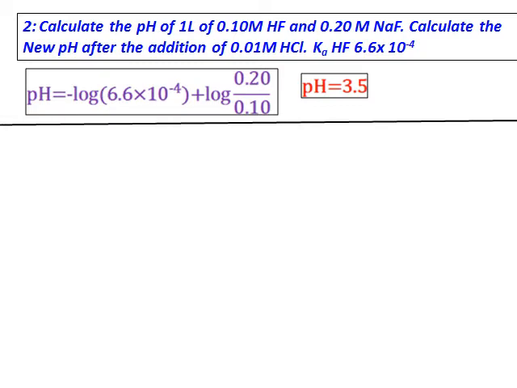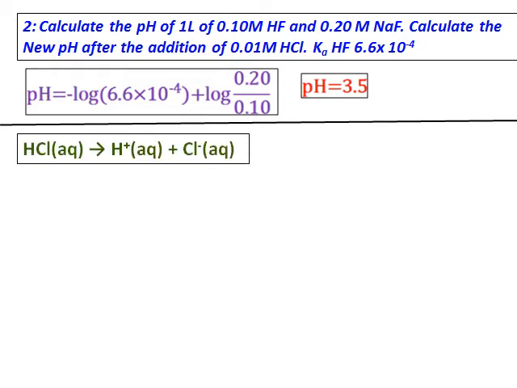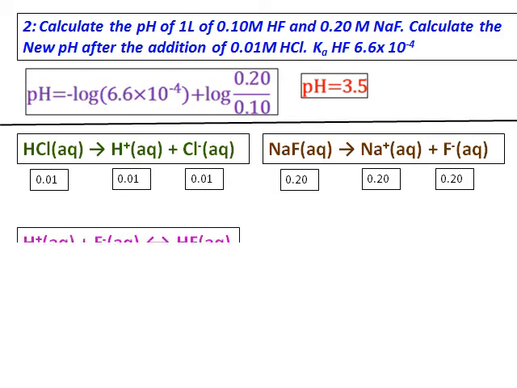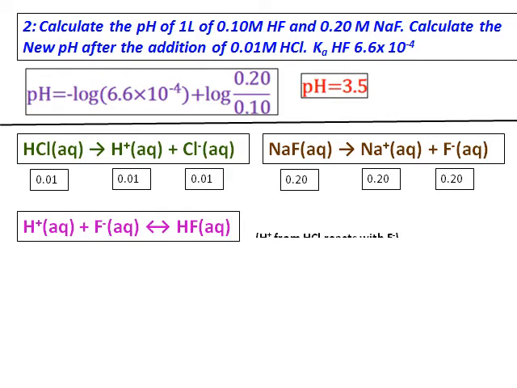Now let's see what happens when I add some HCl into it. HCl will ionize as H positive and Cl minus with the concentrations shown as 0.01, 0.01 and 0.01. And NaF, which is already present, will also have ionized as Na plus and F minus with the concentrations as 0.20 for each one of them. The fluoride ion from NaF will combine with the hydrogen ion from HCl, and I get the reaction: hydrogen combining with fluoride minus gives HF.